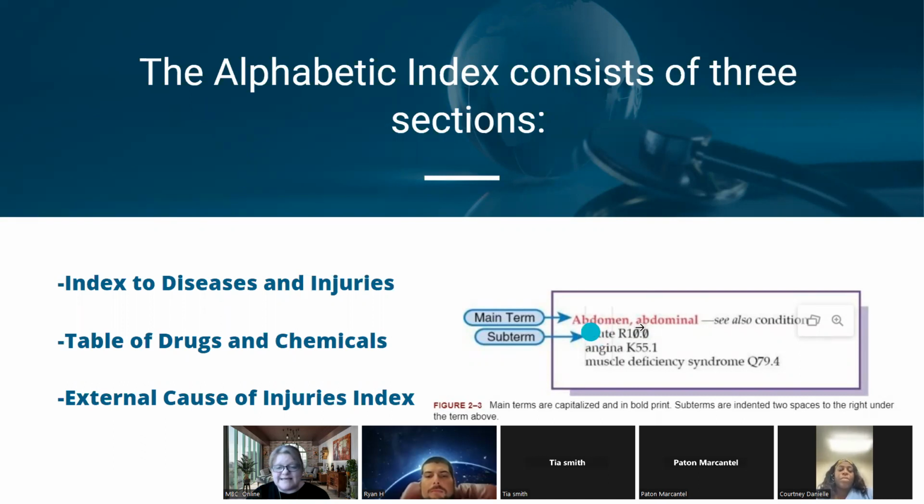But you see over here, it says abdomen or abdominal, and it says see also condition. So if you had pain in your abdomen, you'd look up pain instead of abdomen. But it'll tell you that if that's what you need to do. That's where that see also comes from.